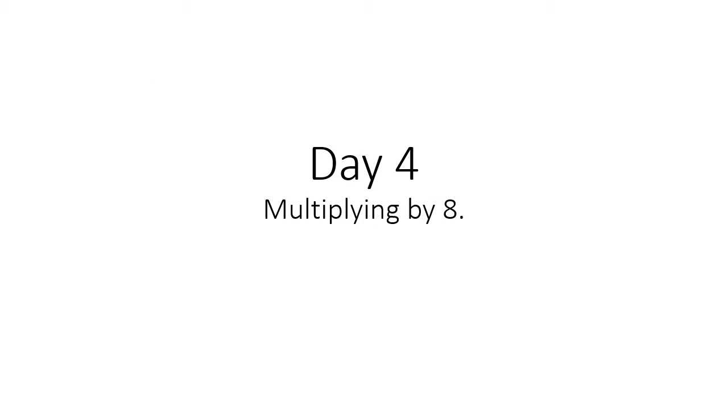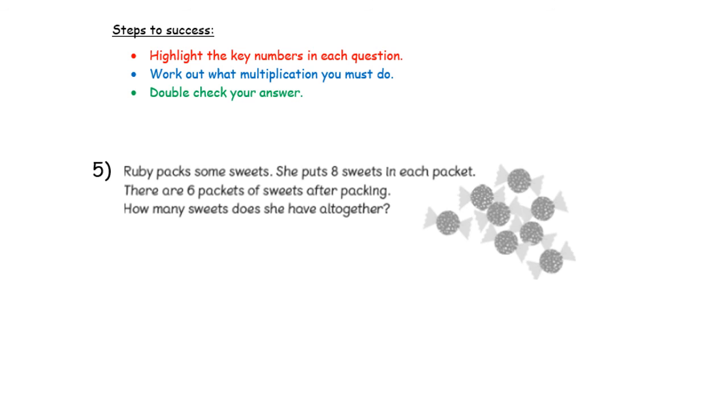Moving on to day 4, and today you're multiplying by 8. So again, I'm not going to go through the first questions with you because I know that you guys will be absolutely fine doing them on your own, but we're just going to go through one of these word problems together. So it says in our steps to success that we need to highlight the key numbers, and that means we'll know what multiplication we have to do. So let's read the question together and highlight the key numbers.